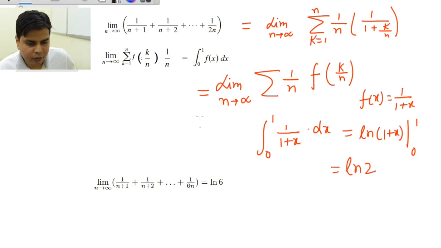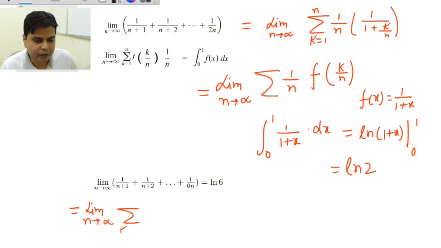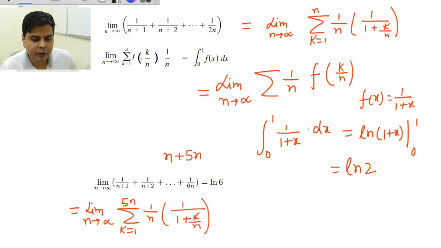Same thing in this case, instead of 2n they have put 6n here. So what will happen? This is also not very different from this formula. In this formula, this will become limit n tends to infinity, summation k is equal to 1, and instead of n here you will have 5n. Why 5n? Because this 6n can be written as n plus 5n. This 2n was n plus n, so ultimately it will become 1 by 1 plus k by n, where now k is going from 1 to 5n.